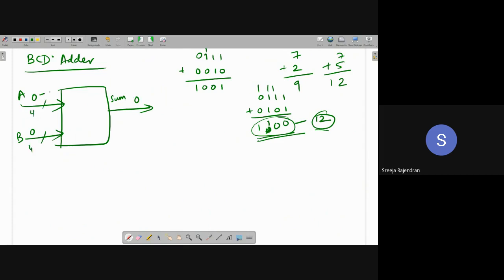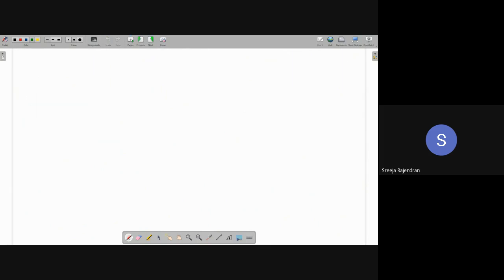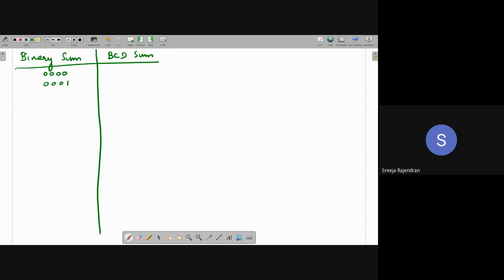And it could be maximum, what does BCD mean? Maximum is 9, right? This is also 9. So the maximum value my sum can go up to would be 9 plus 9, 18, right? So that is what I have to represent. Now let's draw the truth table. Before drawing the truth table, 1 minute.